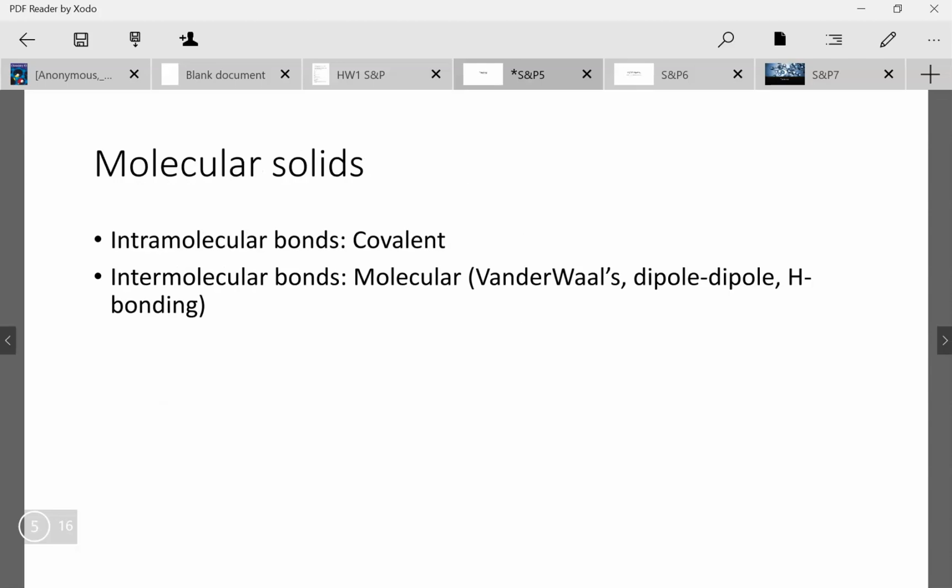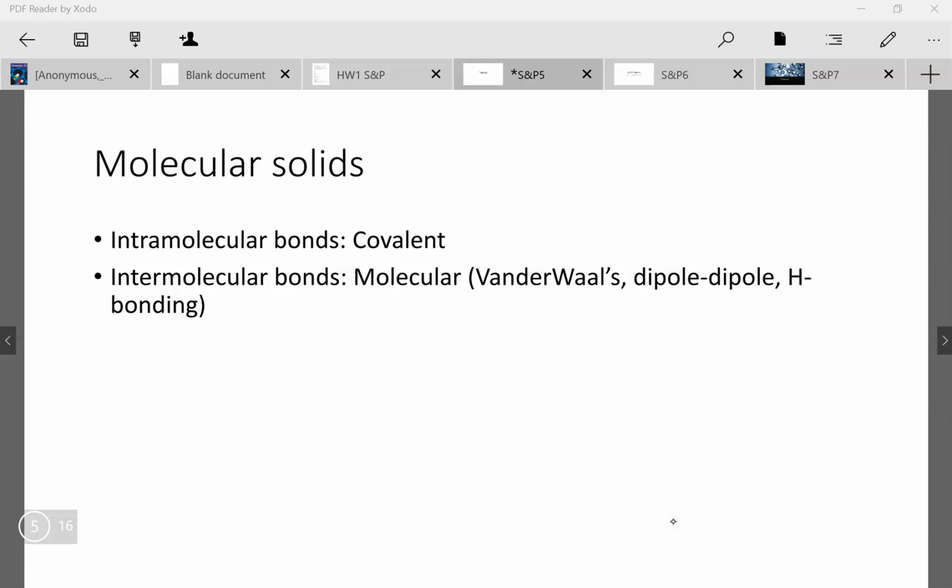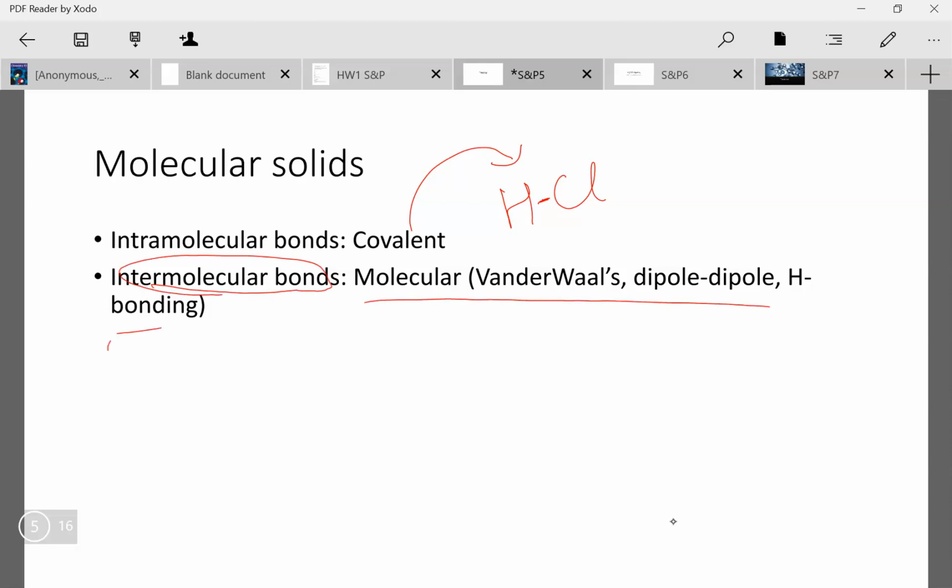Next, molecular solids, and here's where the key difference comes between intramolecular and intermolecular bonds. We have covalent intramolecular bonds, but molecular intermolecular bonds. So what does that mean? Covalent, so the example of this is HCl. The electrons are being shared between H and Cl. That makes it a covalent bond. However, the intermolecular bonds here are van der Waals forces. So van der Waals forces, dipole forces, or hydrogen bonding, and this depends on what kind of molecule it is.